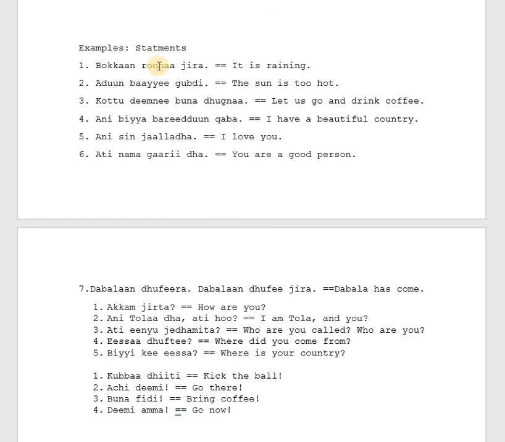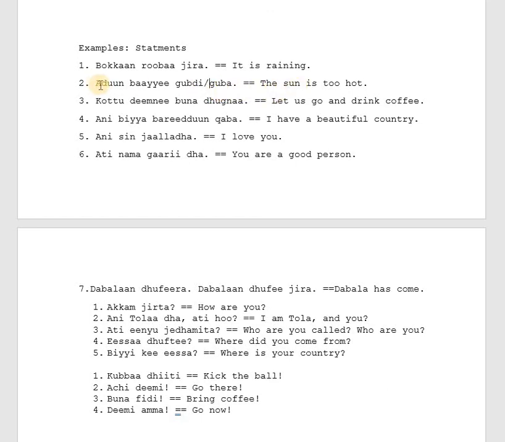Adunni baay'ee gubdi. The sun is too hot. Adu is sun. Baay'ee is very or too. Gubdi is for the feminine sun. Guba is also possible: adunni baay'ee guba. Mostly we consider the sun as female, but sometimes we can use adunni baay'ee guba, or adunni baay'ee gubdi.